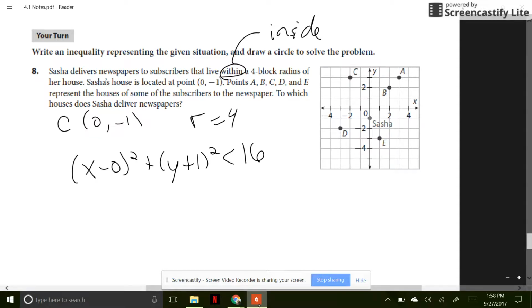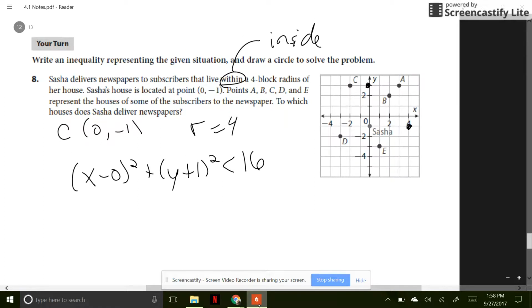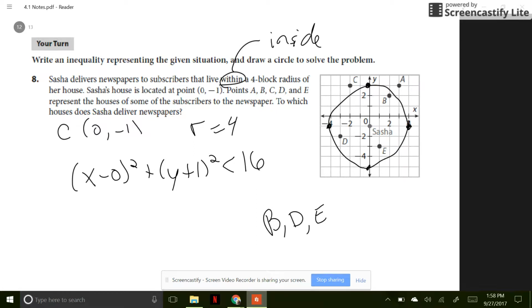So our circle is centered at Sasha with a radius of 4. We will move 4 up: 1, 2, 3, 4, up to here. Then 4 to the right of Sasha, 4 down, and 4 left to draw our circle. So based on this, it looks like B, D, and E all will lie inside of our circle.